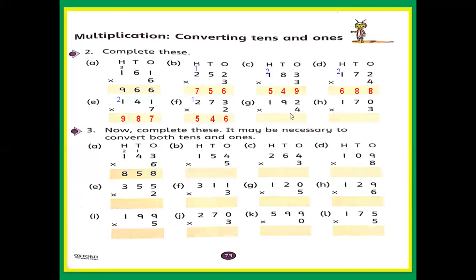G part, 192 multiply 4. So 4 twos are 8. Write 8 here. 4 nines are... read the table of 4. 4 ones are 4, 4 twos are 8, 4 threes are 12, 4 fours are 16, 4 fives are 20, 4 sixes are 24, 4 sevens are 28, 4 eights are 32, 4 nines are 36. So 6 here and 3 will go to add into 100. 4 ones are 4 plus 3, 7.